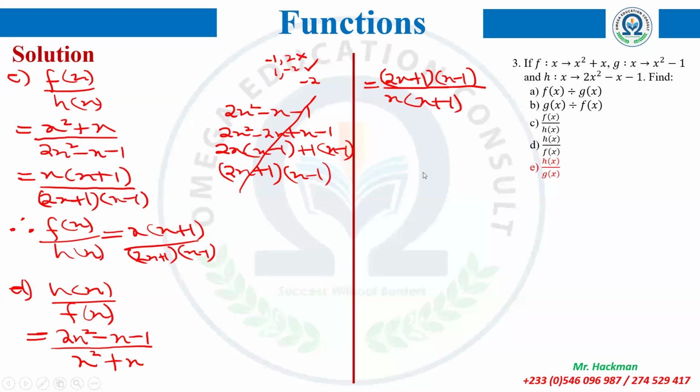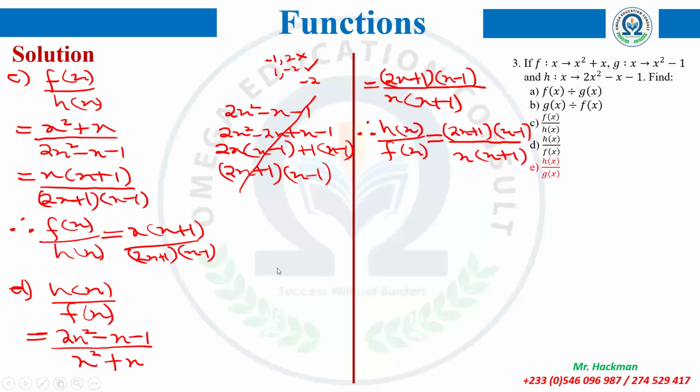We can simplify. So now we are more than sure that we can't reduce. So you come and draw your conclusion. Therefore, what were we asked to find? We were asked to find h of x over f of x, and that will be equal to exactly what we have here, which is 2x plus 1, then into x minus 1, all over x into x plus 1. Are we all fine?